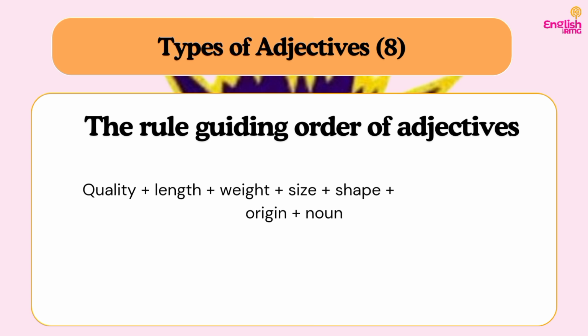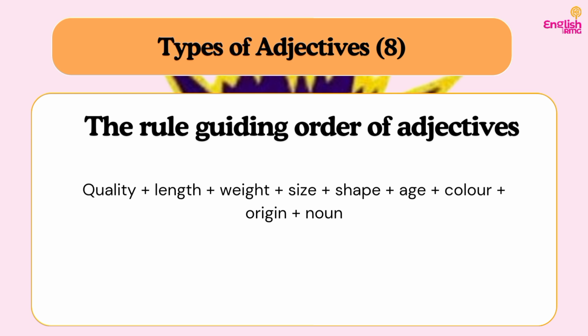Quality should come first, followed by length, followed by weight, followed by size, followed by shape, followed by age, followed by color, followed by origin. Then you have your noun, of course. Do you understand? So adjectives are not just arranged randomly or haphazardly. They have to follow this pattern.